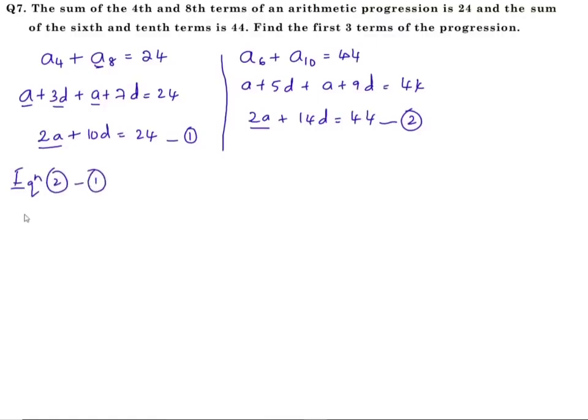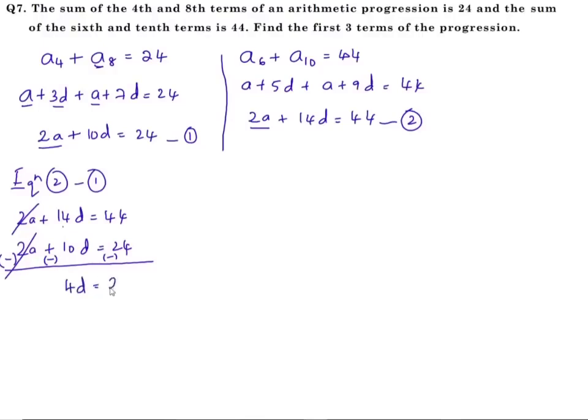What is equation 2? 2a plus 14d equals 44. Next, 2a plus 10d equals 24. Since I am subtracting, in the subtrahend all the signs will get changed. Plus becomes minus, minus becomes plus, 10d becomes minus 10d, plus 24 becomes minus 24. Now what happens? Plus 2a minus 2a will cancel out. 14d minus 10d is 4d, equals 44 minus 24 is 20.